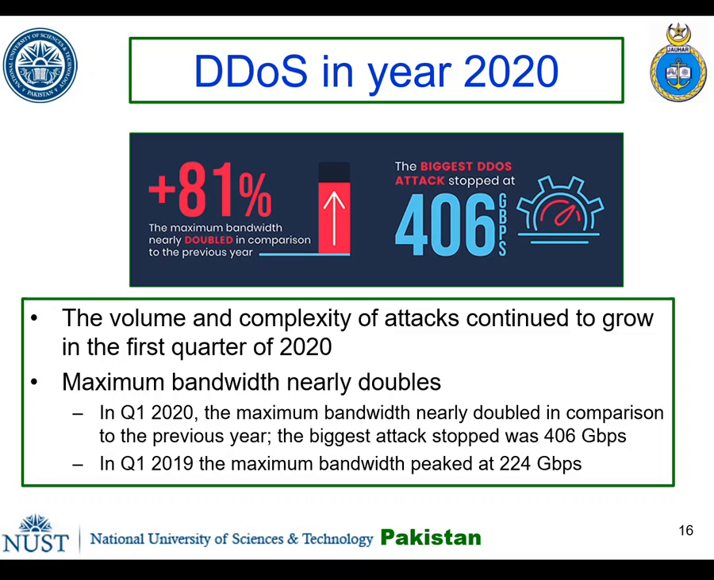In the first quarter of the year 2020, the maximum bandwidth nearly doubled in comparison to the previous year. The biggest attack stopped was 406 gigabit per second. In the first quarter of 2019, the maximum bandwidth peaked at 224 gigabits per second. So you can see the difference. It is almost double.